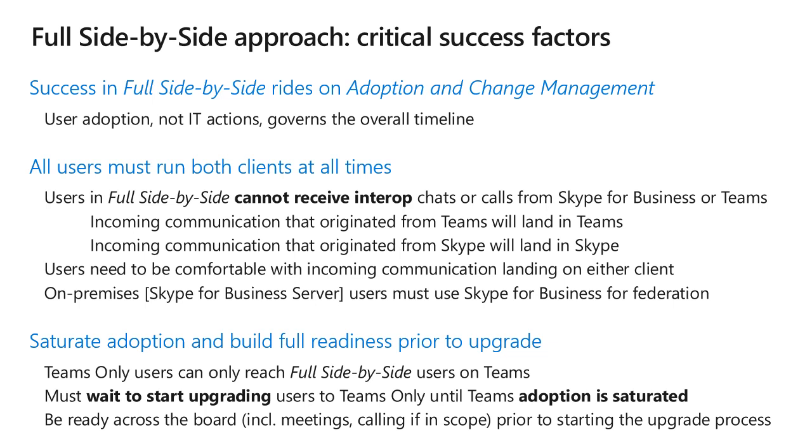Now, there are some critical success factors that we need to be aware of when we look at this full side-by-side approach. First and foremost, success is really dependent on the adoption and change management strategy of your organization. It's not solely dependent on size of the organization, right? This could be an organization of 1,000 folks. This could be an organization of 10,000 folks. The key here for this approach is hinging on adoption and change management, because it's user adoption, not the IT action, that is going to govern this overall timeline.